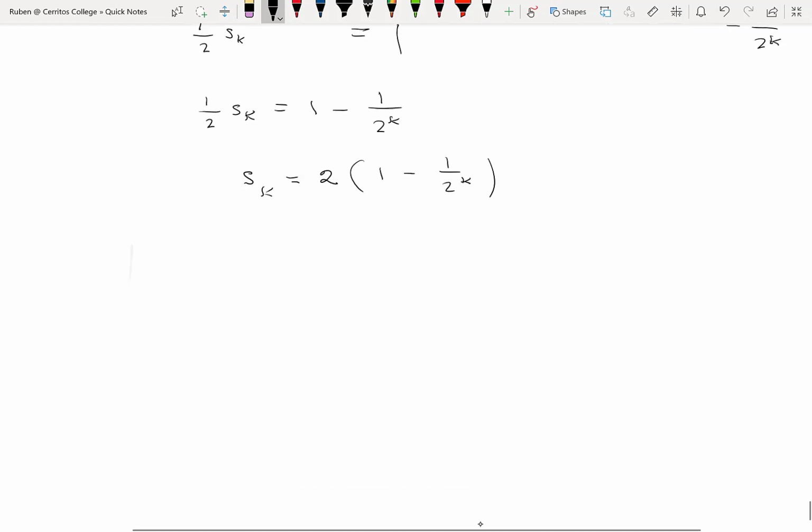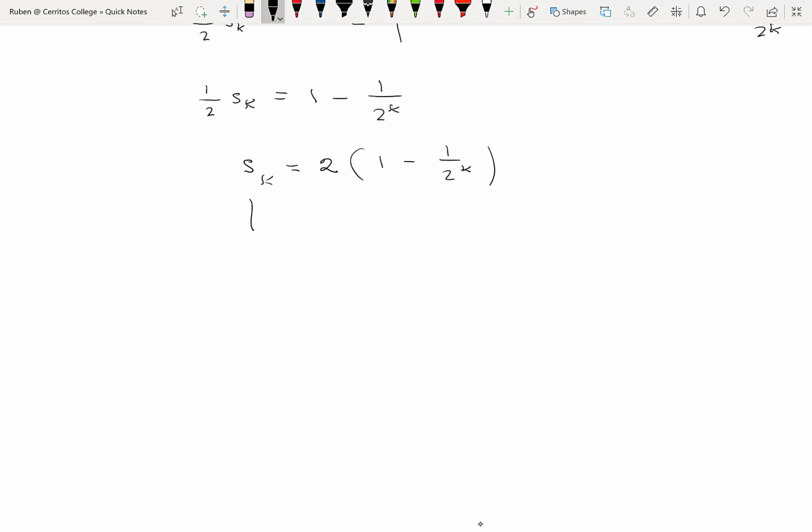Keep in mind, again, that this s sub k is the sum of the first k terms in this series. It's the sum of 1 over 2 to the n minus 1 as n ranges from 1 to k. That's equal to 2 times 1 minus 1 over 2 to the k. So what's the value of the series? Well, how do we get the value of a series? We take the limit of the partial sum as n goes to infinity.